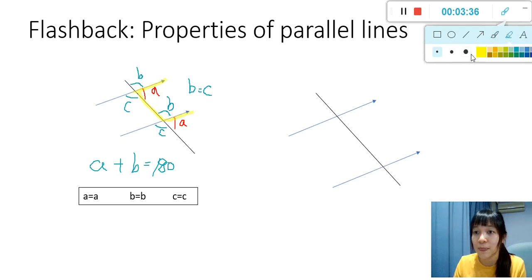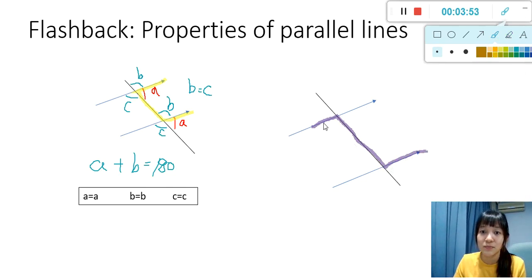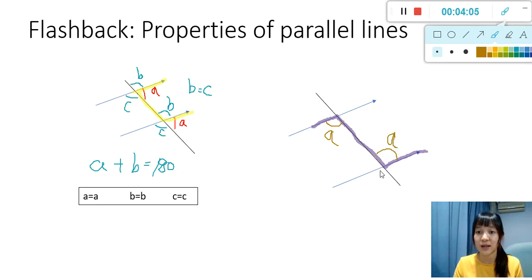Go to the next one. Next line here, I'm going to highlight a shape of a Z. You see a Z, isn't it? You see a Z? This angle, let it be A, also equals the angle on this side, A and A. Z, they are equal angles here. These are the properties of parallel lines.